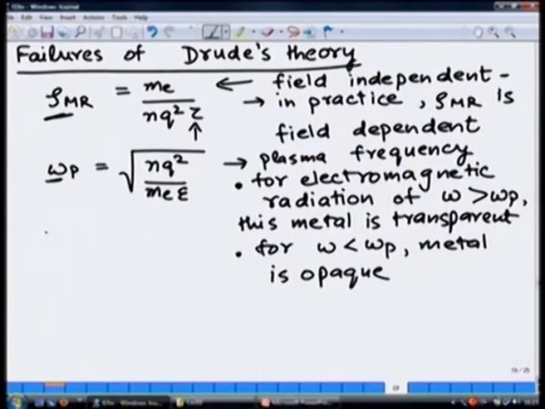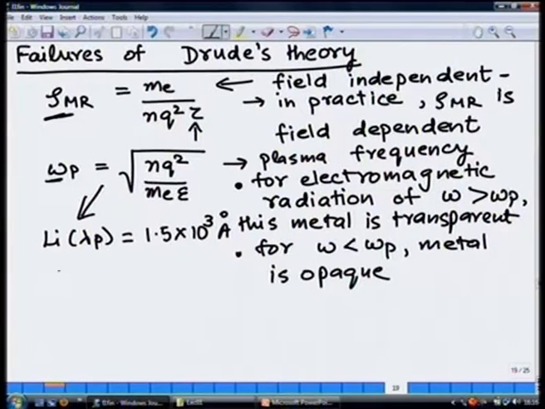That also can be seen in context of Drude theory, and what we find is that for lithium it works very well. For lithium, the wavelength corresponding to the plasma frequency, lambda p, is theoretically 1.5 times 10 to the power 3 angstroms, and lambda p measured is 2 times 10 to the power 3 angstroms, a pretty decent match in terms of plasma frequency for lithium.